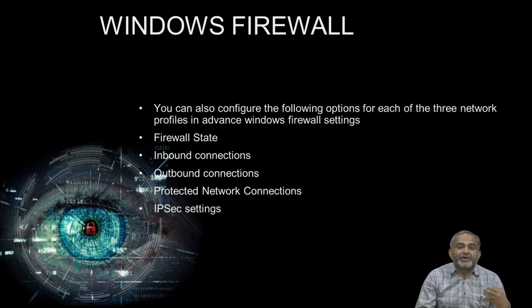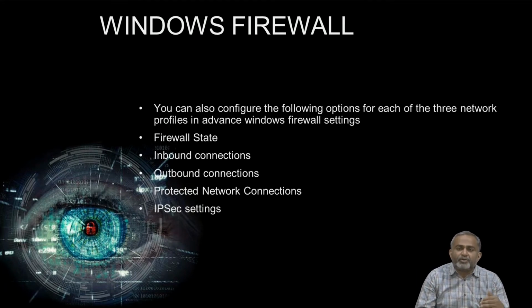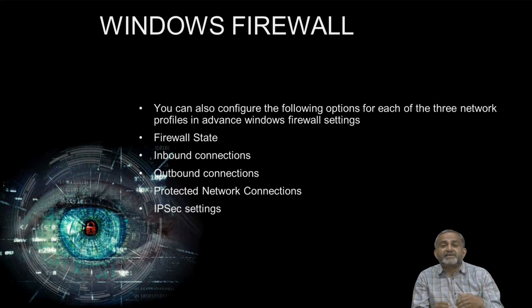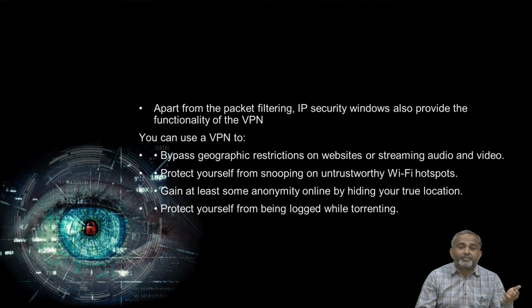After that, the IP security settings contain various information, like if you want to block traffic from a particular IP, or if you want to open a particular port for receiving traffic, or block a particular port, or deny specific services for a particular port. This kind of configuration is also possible in a Windows firewall.